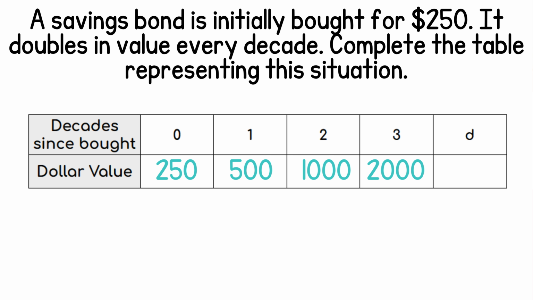And then we'll double this again to find the value after 3 decades. So we get $2,000. Now to find the value after d decades, we want to write an expression that will find the value after any amount of decades given. So we're going to take the $250 that we started with and multiply by our growth factor of 2, and our exponent will be d, representing the decades that were given.